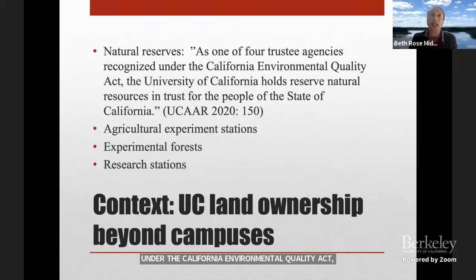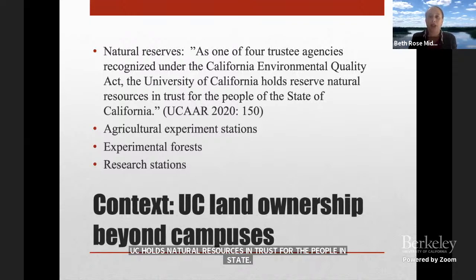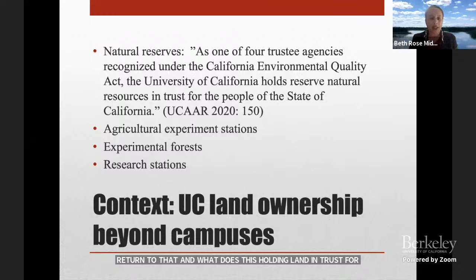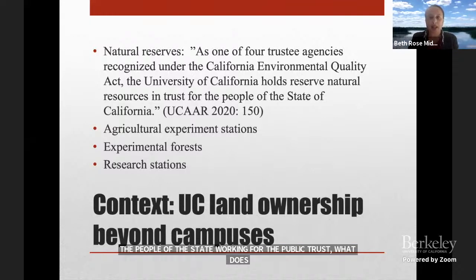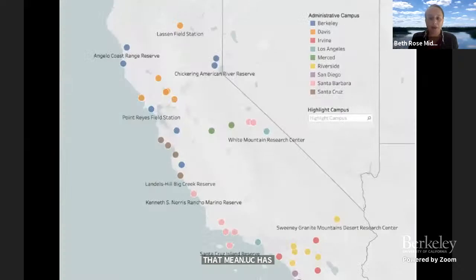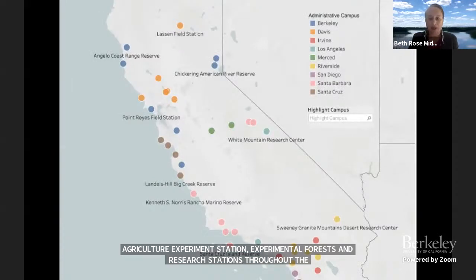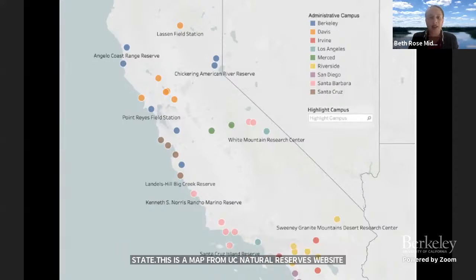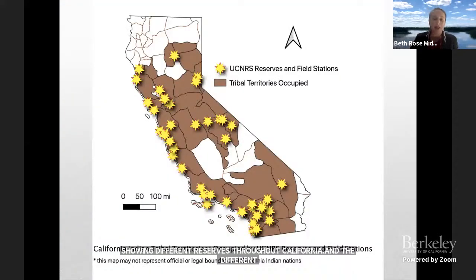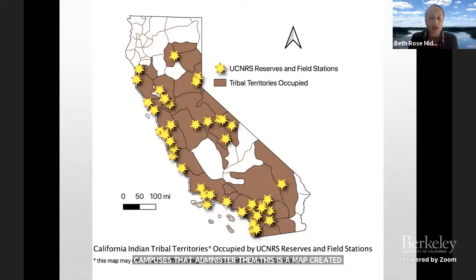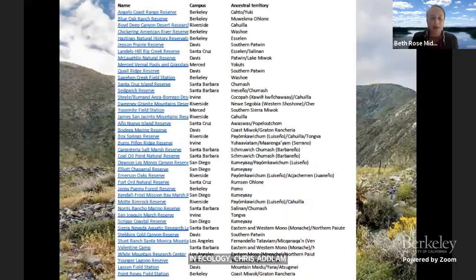What is this holding land in trust for the people of the state, working for the public trust? What does that mean? UC also has agricultural experiment stations, experimental forests, and research stations throughout the state. This is a map from the UC Natural Reserves website showing the different reserves throughout California and the different campuses that administer them. This is a map created by one of my advisees who just graduated with a PhD in ecology, Chris Adlam, showing the UC reserves and field stations and California Indian tribal territories broadly construed. This is a preliminary list of the reserves and traditional territories. It's very preliminary. We're still working on this.